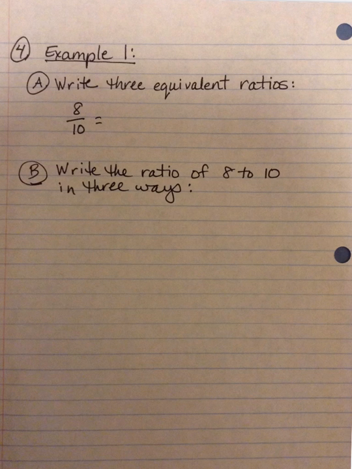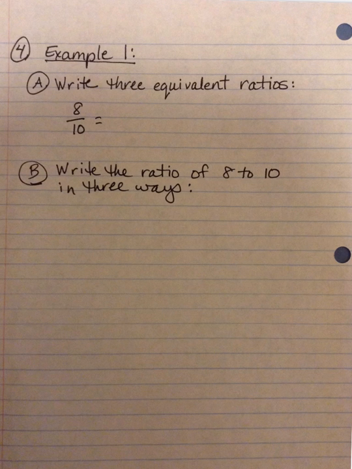Okay, so there are a couple of things you're going to be asked to do. And so I'm going to give you an example. We'll call this example 1. We'll put this in box 4. And there are going to be 2 different kinds of questions you may be asked when being asked to compare ratios. The first one, for A, says write 3 equivalent ratios. If they ask you to write equivalent ratios, they're asking you to either multiply or divide by the same number to get equivalent ratios. So in order to do that, I can say 8/10.